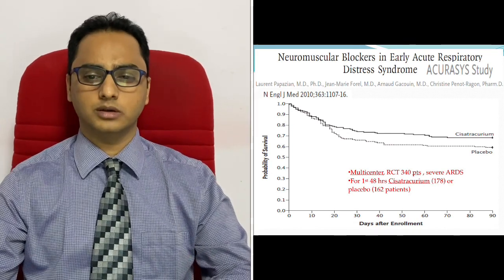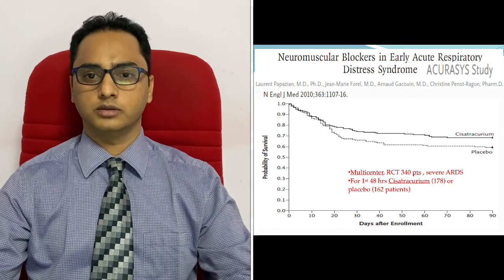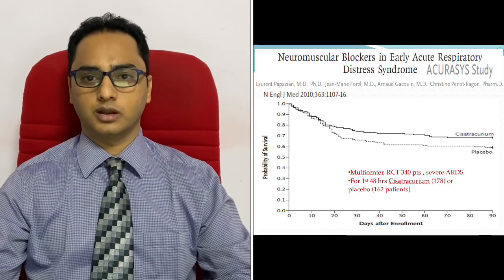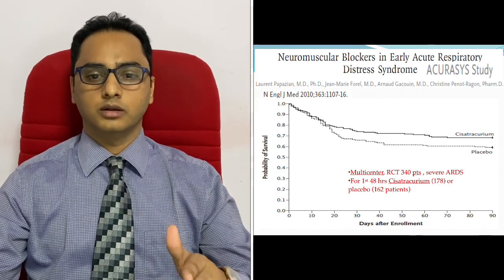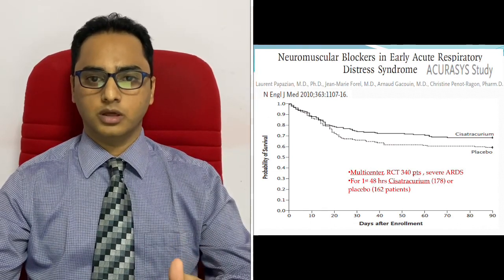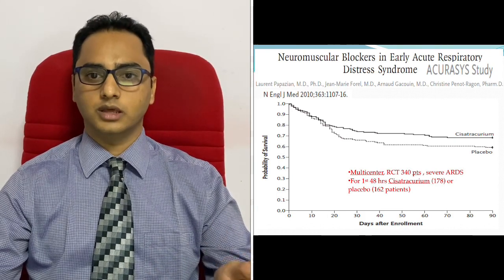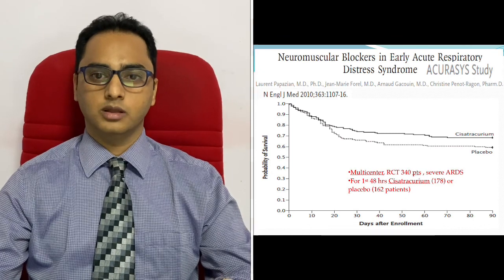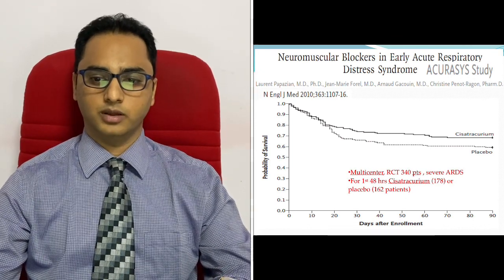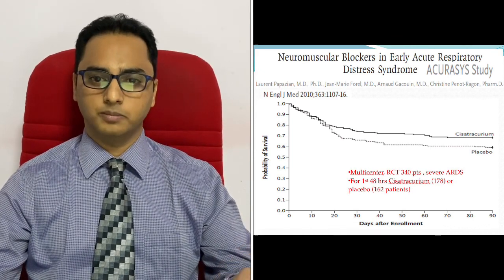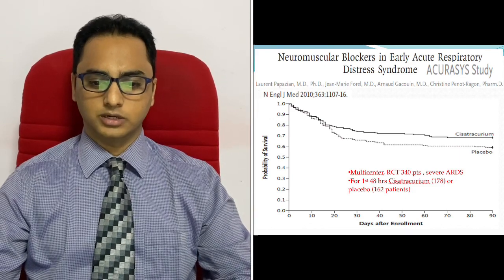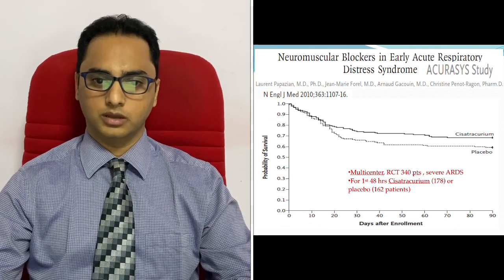But we have a recent trial, just last year we got the ROSE trial. Again they tried to use the neuromuscular blocking agent, but it doesn't show any mortality benefit, neither beneficial nor harmful if you use the muscle relaxant in the initial phase of ARDS. Again we have to wait for some more well-conducted studies on neuromuscular blocking agents.